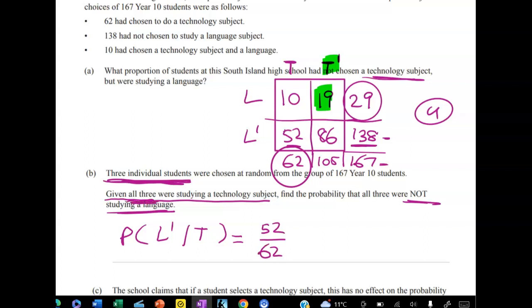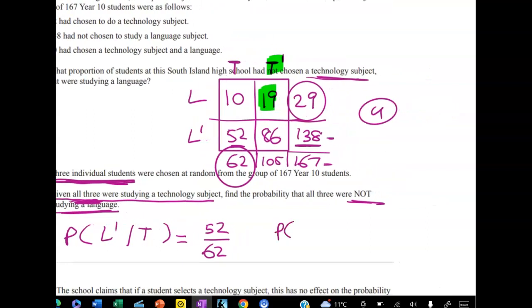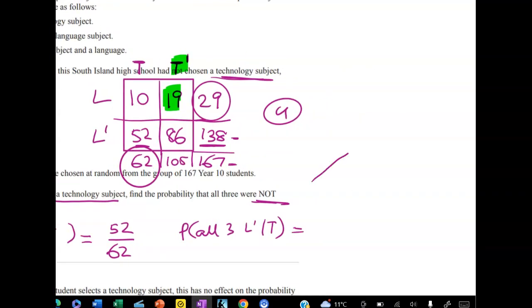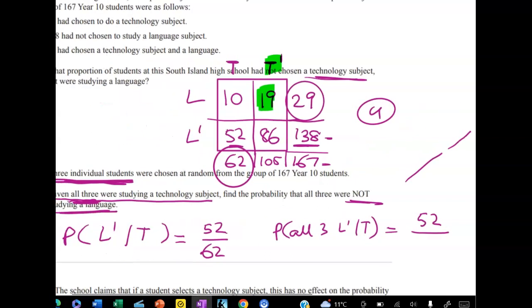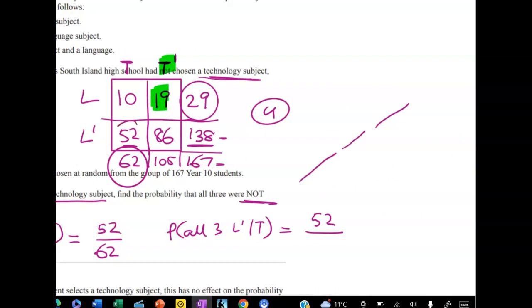But we've got all 3 of them in the same boat. The thing to watch out for here is that the number of students left is going to drop by 1 each time. So the probability that all 3 were not doing a language, given that they were doing technology, you can think of as being on a big tree, if you want to. You probably don't need to think about it like that, though. So for the first student, we had 52 names in the hat who were not doing a language, right? So 52 out of 62 were not doing a language.